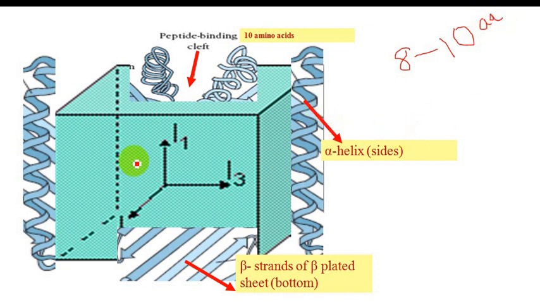The sides are alpha helices. Then you have the beta strands of the beta pleated sheet towards the bottom. So that is the structure of MHC after it has been digested using the enzyme papain. Remember students, papain enzyme is derived from raw papaya as a common source.